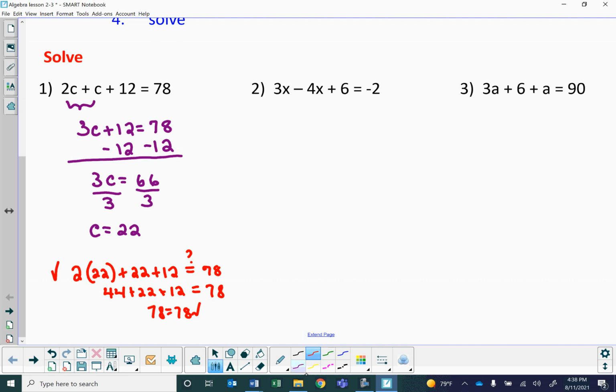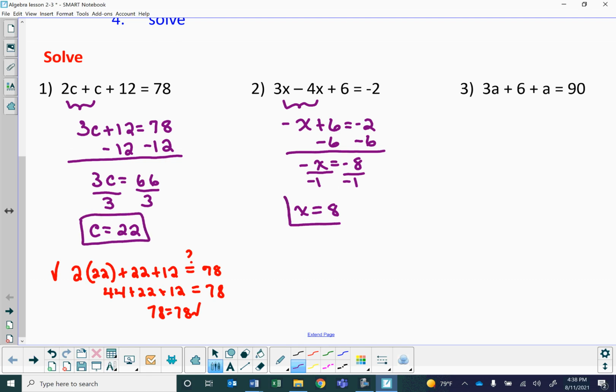Problem number 2 here. 3x minus 4x plus 6 equals negative 2. Again, I can see I have x's right next to each other. So I need to combine 3 and negative 4, which becomes negative 1. So 3x minus 4x is negative x plus 6 equals negative 2. So to get rid of the 6 that is added to the x, I'm going to subtract 6 from both sides of the equation. I get negative x equals negative 8. Divide both sides by negative 1 to get x to be positive, so x is going to equal 8.